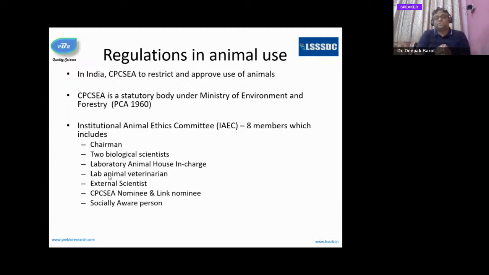So you see, CPCSEA has thought very precisely. The formation of the IAC is such that the protocol would be scrutinized from all angles. There'll be scientists, there'll be biological scientists, there'll be a veterinarian, there'll be an animal house in charge, there'll be an external scientist from outside your organization who should be unbiased, and then you have a socially aware person, a social activist, so that he will always question why you want to use animals. So that keeps a check on you. You can always put up your protocol with the number of animals to be used, and justification for that. And if at all you can do the experiment without animals, even that can be proved by that. So that's the formation of CPCSEA and IAEC, Institutional Animal Ethics Committee.